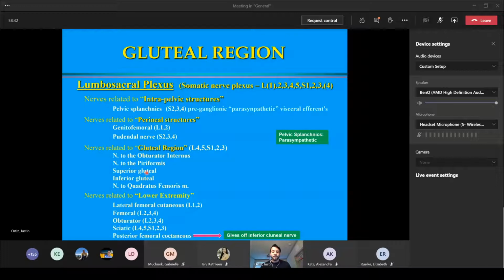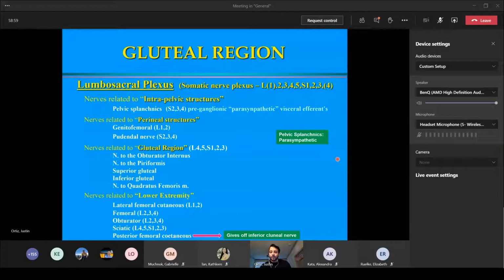Same thing with the gluteal region. It literally says nerve to obturator internus. If you know the obturator internus is a gluteal muscle, or roughly in the gluteal region, that should make sense, right? Same thing with these. He just divided them up into their own categories for you to understand what specifically does what in the lumbosacral plexus.